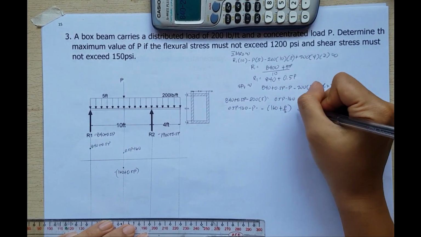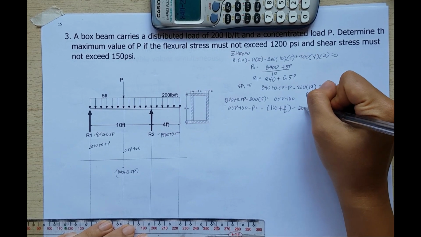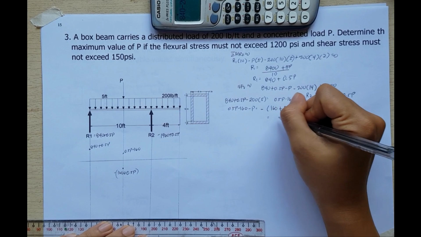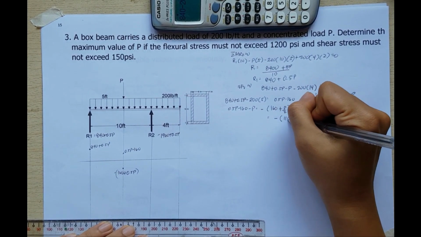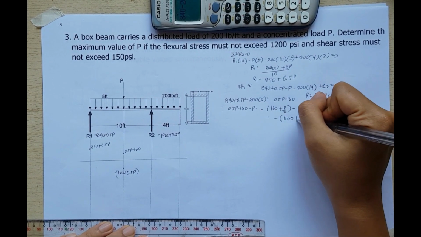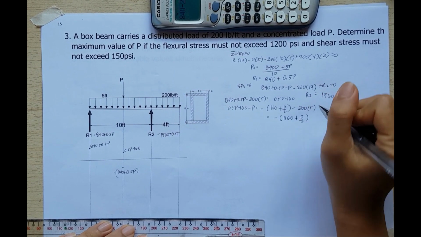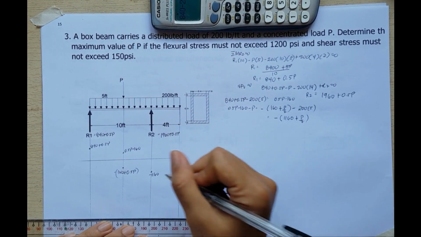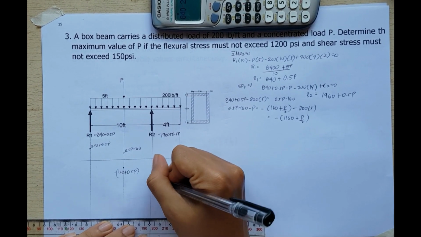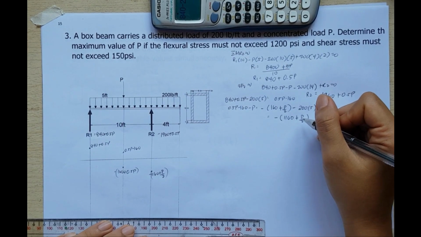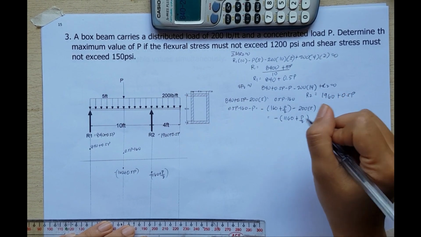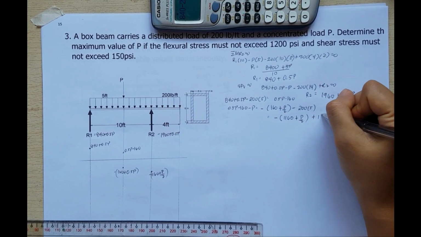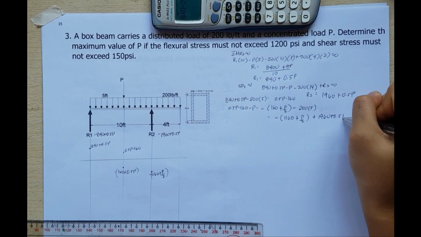Minus 200 multiplied with 5. So, 1,000. So we have negative 1160 plus P all over 2. Tama? So we have negative 1160 plus P all over 2. And then we have plus 1960 plus 0.5P.